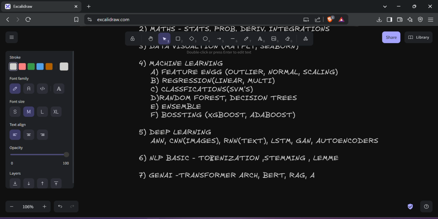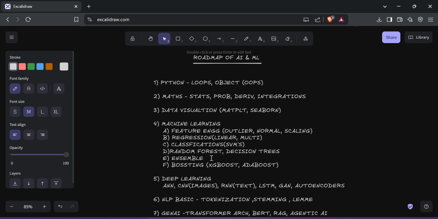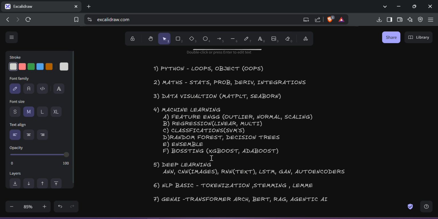And the most exciting, agentic AI. It will be the future. 2025 will be moving around agentic AI. In 2024, we have RAG and transformers, and in 2025, agentic AI is going to rule. So this is the roadmap of AI/ML, and this is enough for an AI engineer who is trying to crack a job in 2025.